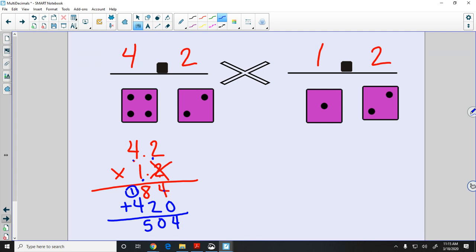Now my final step is to place my decimal. In order to place my decimal, I have to know how many numbers are behind a decimal. If I look at my first factor, I have 1 behind it, and then I have another one. So 1 plus 1, there's 2 decimal places. I need to go 2 decimal places over and place my decimal. My answer is 5 and 4 hundredths.